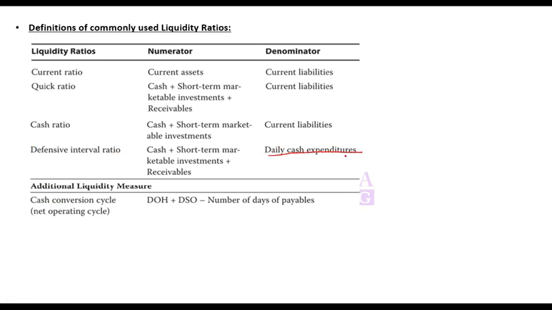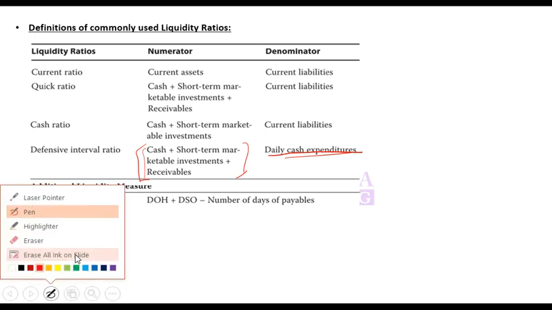Denominator is daily cash expenditure. Numerator is the same as the quick ratio, but the denominator is daily cash expenditure. So you do not compare it with current liabilities, but you compare it with daily cash expenditure. So it tells you how much liquidity you have, and for how many days you can operate with the current liquidity.